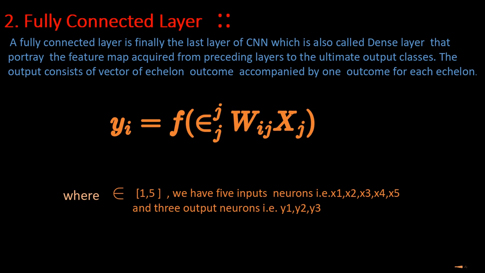So here w stands for the weight matrix, right? It stands for the weight matrix, and then xj is the input vector, right? So let us consider we have 5 inputs and 3 outputs, right? The detailing we will talk about in the next slide, please.